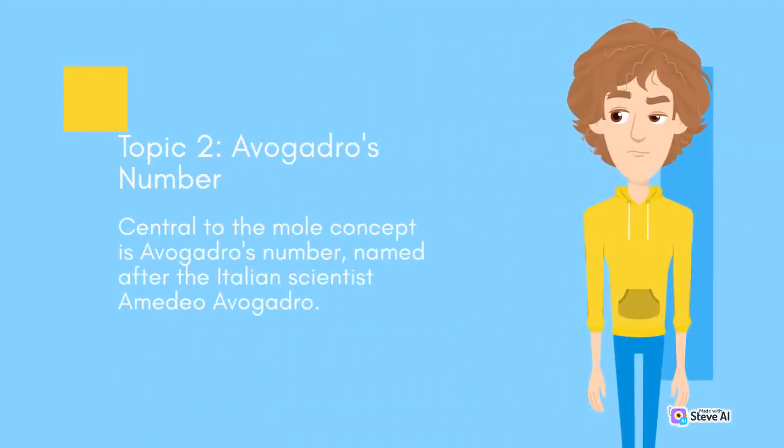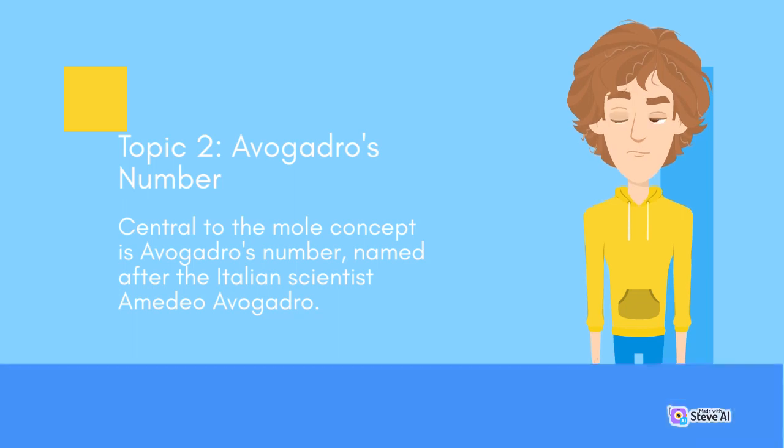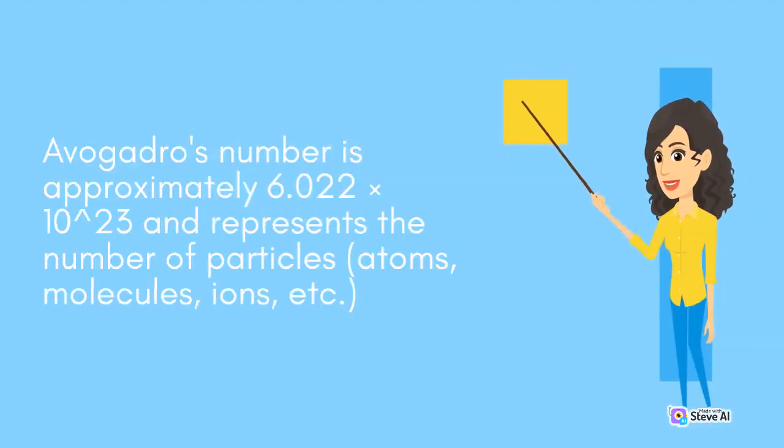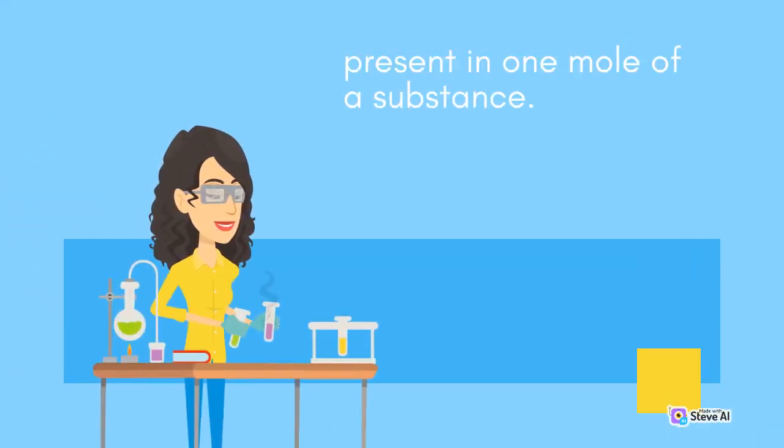Topic 2: Avogadro's number. Central to the mole concept is Avogadro's number, named after the Italian scientist Amedeo Avogadro. Avogadro's number is approximately 6.022 times 10 to the power of 23 and represents the number of particles, atoms, molecules, ions, etc. present in 1 mole of a substance.